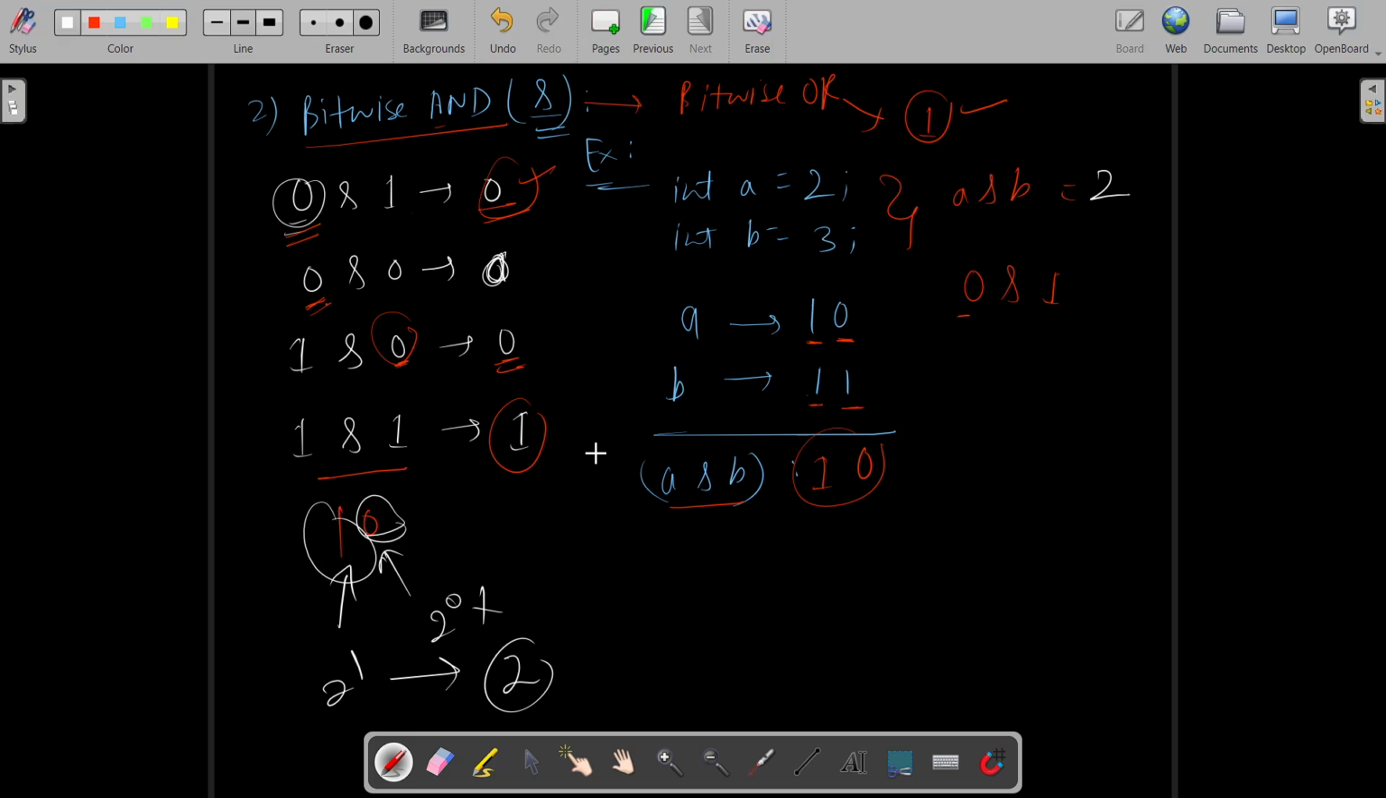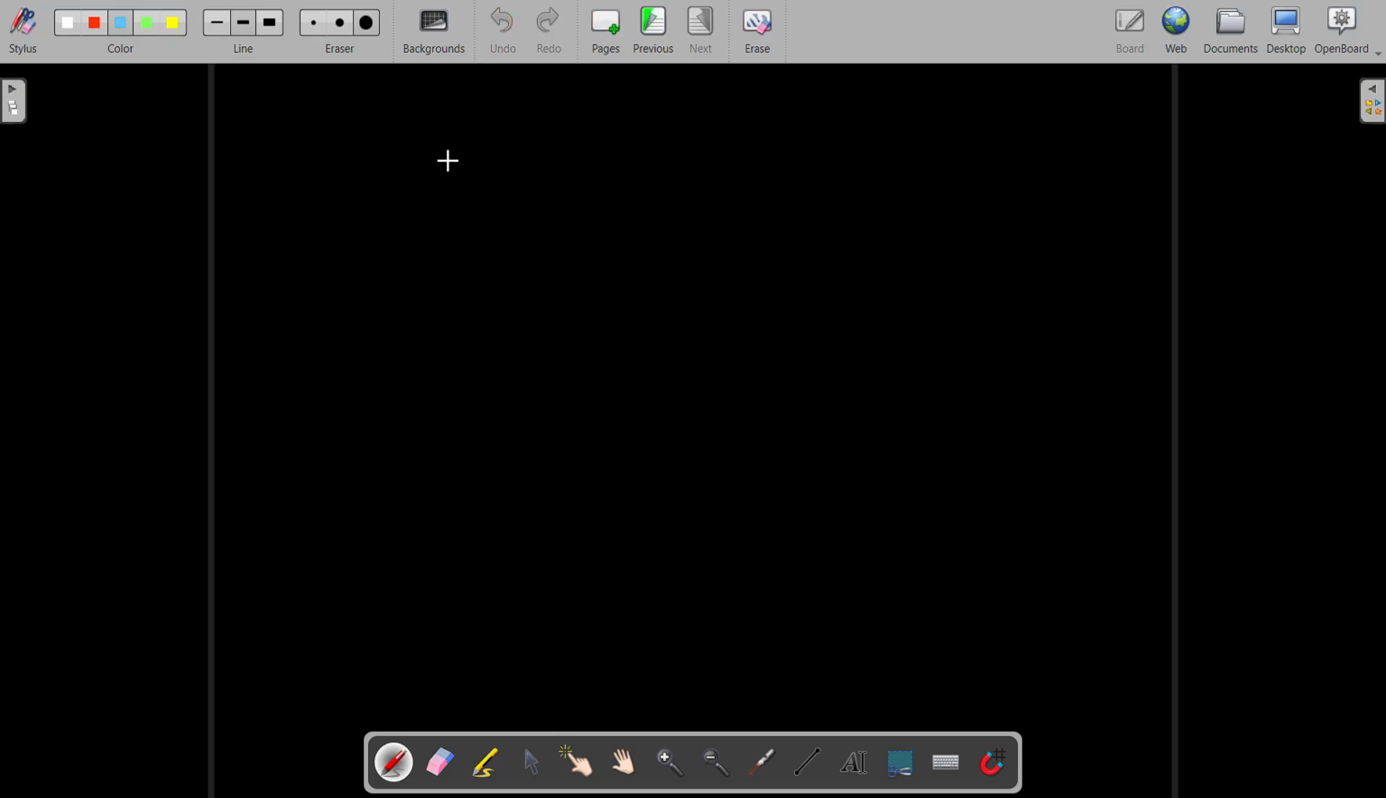Now moving on to the third operator, which is going to be the bitwise NOT operator. So what is the bitwise NOT operator? A bitwise NOT operator is represented by this symbol.